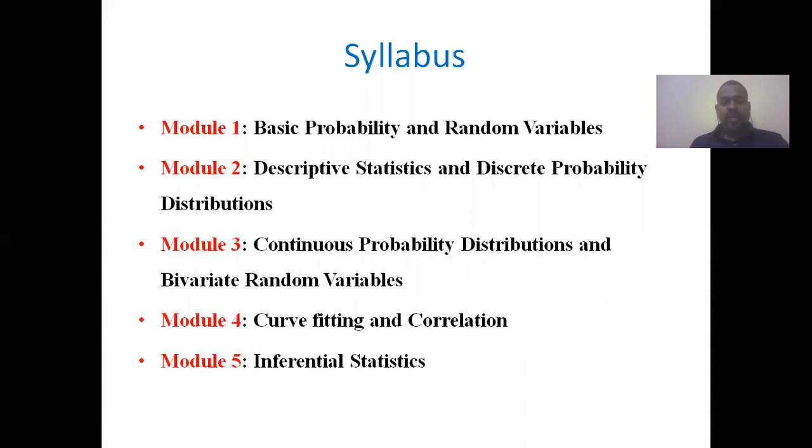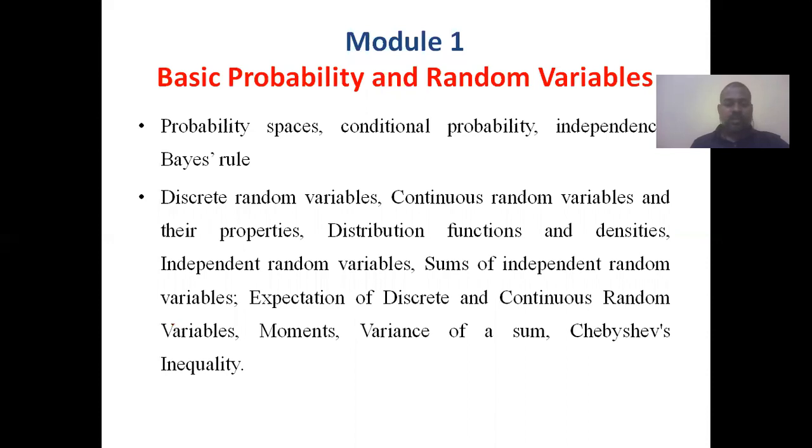In module 4, we have curve fitting. Using the method of least squares, we fit a straight line, parabola, exponential curve, and power curves. The second part of module 4 is correlation and regression. Here we study the relation between the variables as well as fitting regression lines for the given data. In module 5, inferential statistics, we have sampling distribution, estimation, and hypothesis testing for large and small samples. So this is the syllabus of the course, and now the concept topics of module 1.